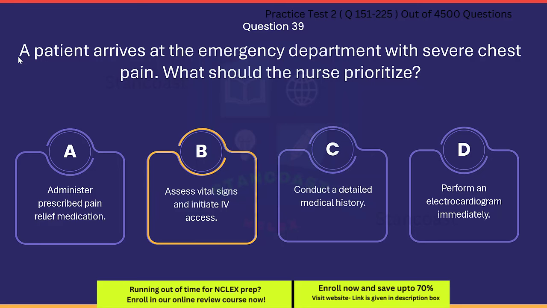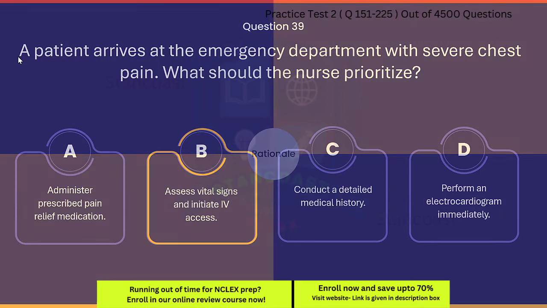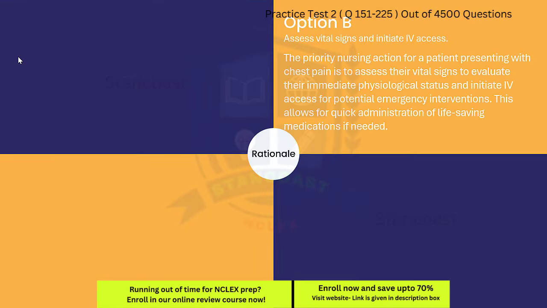Assess vital signs and initiate intravenous access. The priority nursing action for a patient presenting with chest pain is to assess their vital signs to evaluate their immediate physiological status and initiate intravenous access for potential emergency interventions. This allows for quick administration of life-saving medications if needed.